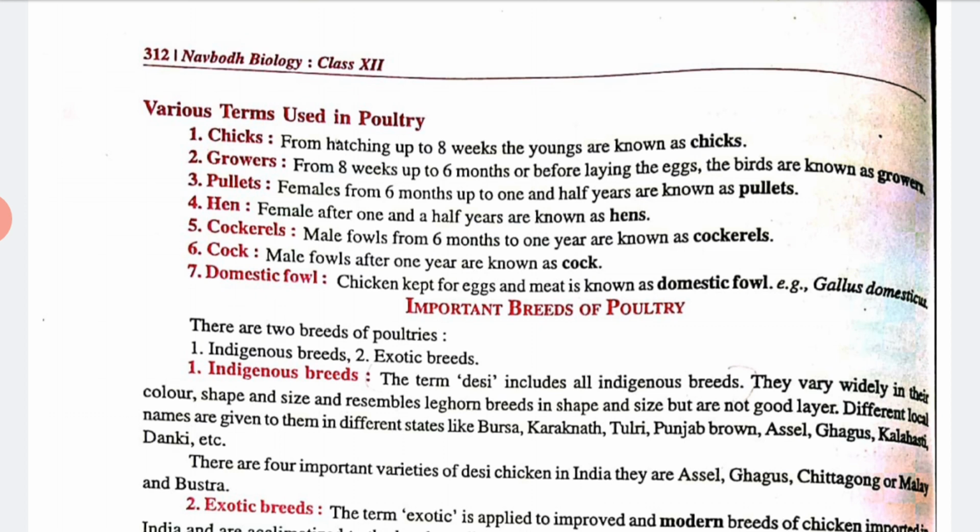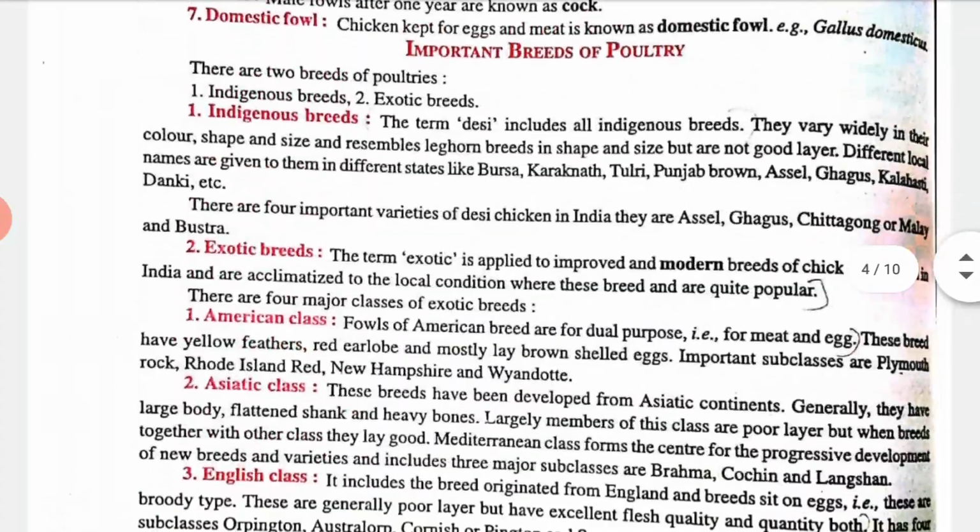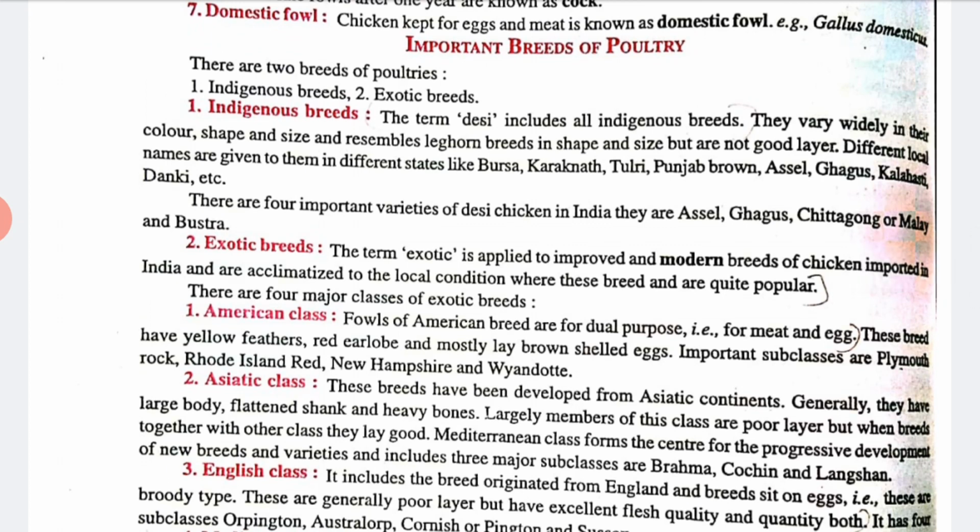Now next is the important breeds of poultry. First of all we will talk about the types. There are two types of breed: indigenous breed and exotic breed. Indigenous breed is the term desi, which includes all the indigenous breeds, whatever we find in our own country. The exotic breed means whatever we have taken from another country. The term exotic is applied to improved modern breeds of chicken imported into India and acclimatized to local conditions, where these breeds are quite popular.